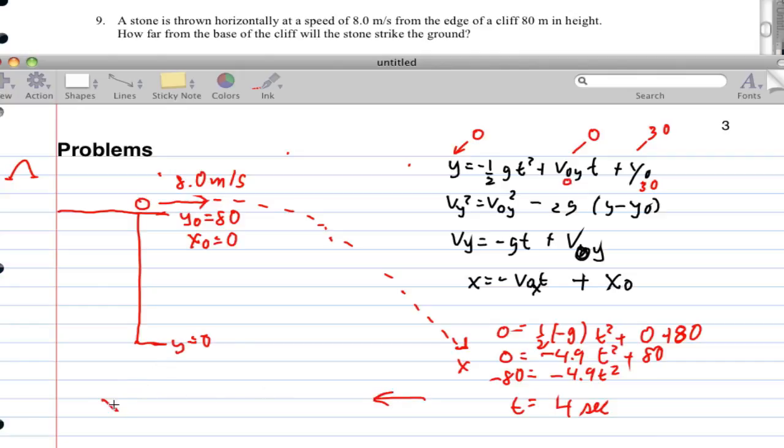So we have x equals 8.0 times t, which is 4 seconds. And this works out to about 32 meters. If you had the other one, I think it'll be 32.32 meters or something like that. So we're going to continue doing more problems in the next video.